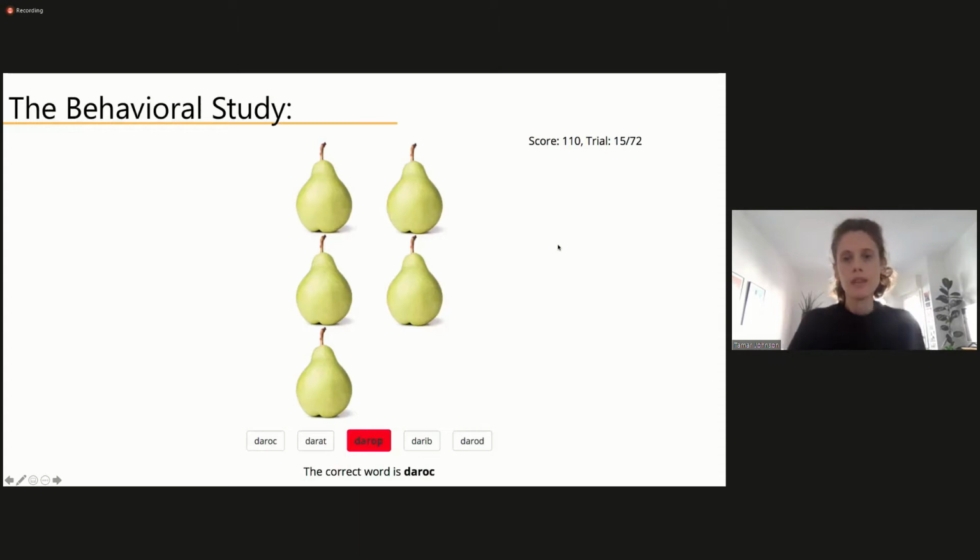And for the human learners, which were participants online in Mechanical Turk, stems in the language were coupled with objects, and learning the language was done by trial and error. So on each trial, the picture of the object or the objects was presented on the screen together with a set of possible stem-suffix labels. And then participants were asked to choose the correct label and received feedback on their answer.